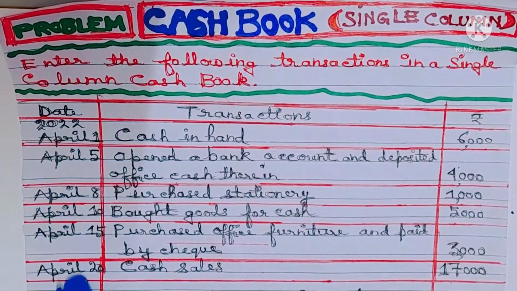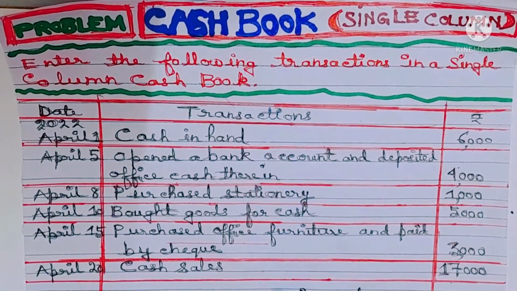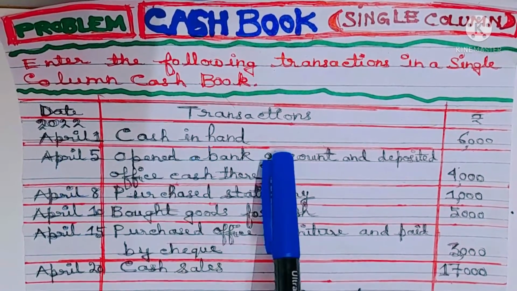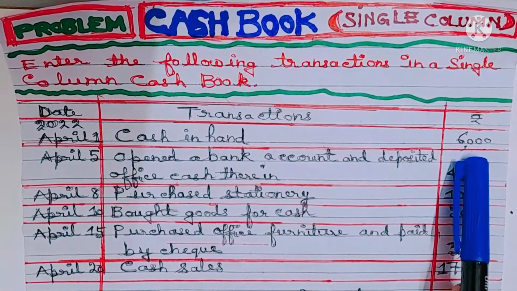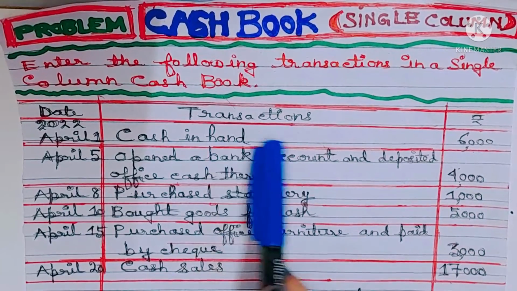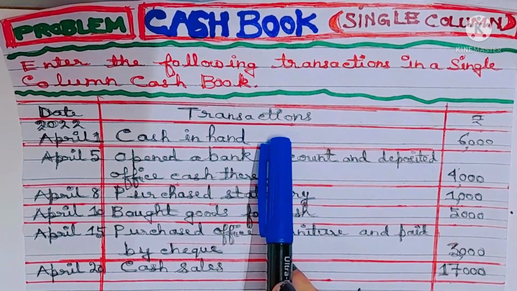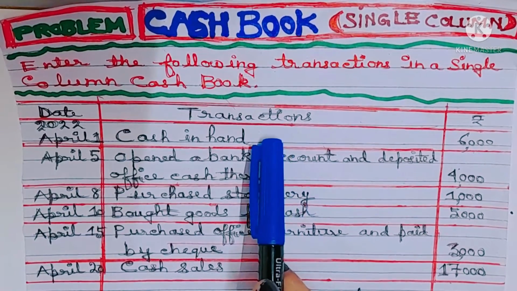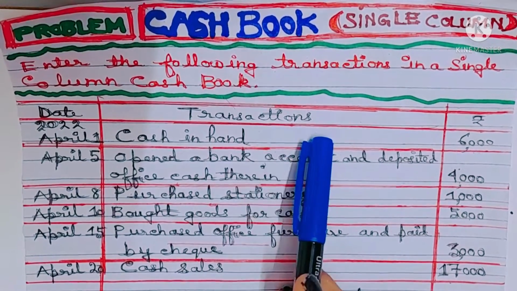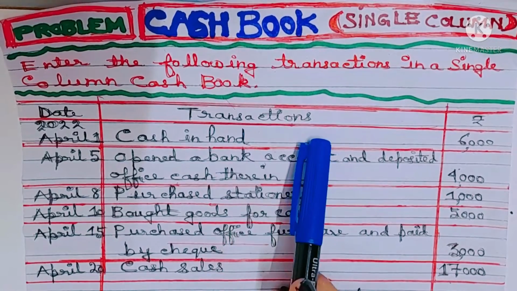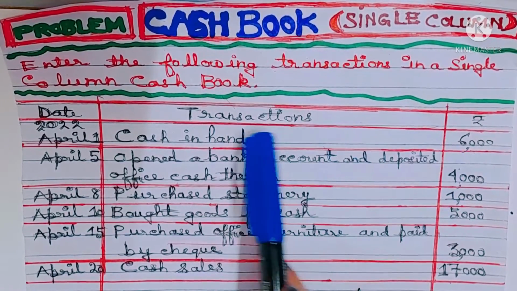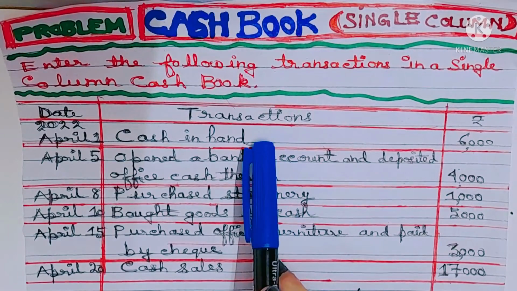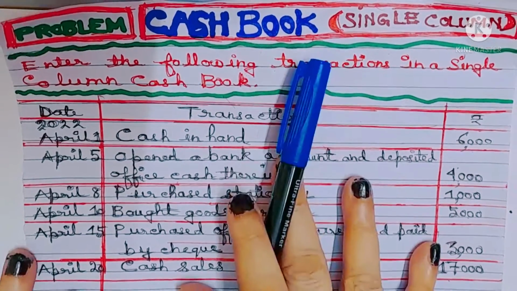This is the column of date, this is the column of transactions, and this is the column of amount. On 1st April, cash in hand 6,000. Cash in hand means opening balance, so there is no need of journal entry. We'll have to write in the cash book on the debit side to balance BD 6,000. Why? Because opening balance of cash is given in the problem. So let's write.